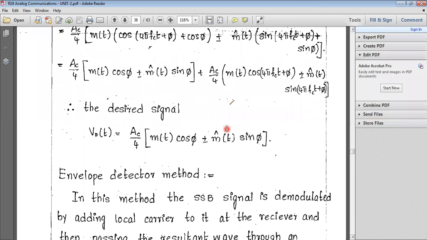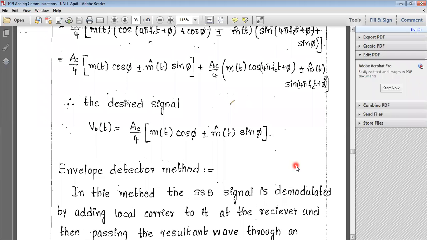Now we go to another technique, the second technique, that is the envelope detector method. Simply following by seeing the PDF is not enough. You must do the analysis part in your notebook. Now put as a heading: second method, envelope detector method.